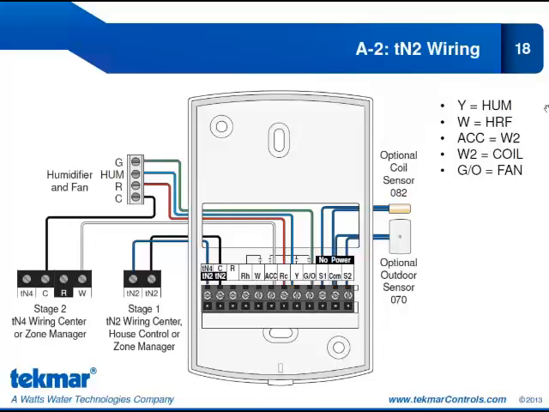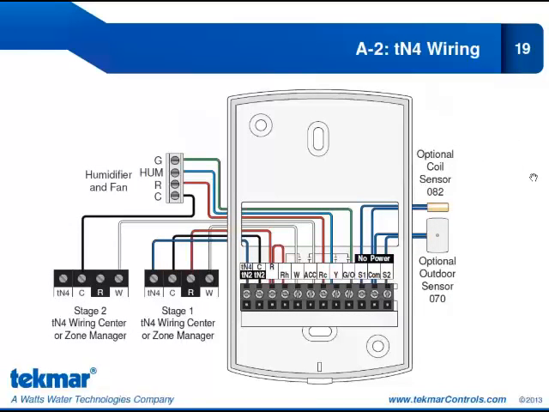The settings for this: Y is set to humidifier. Our W is set to HRF, so HRF 1 or 2, depending on what type of flooring you're using. Our accessory relay is configured for W2. We're doing second stage heat here. What terminal is our second stage heat? It's a coil. And our GO relay is set to fan.